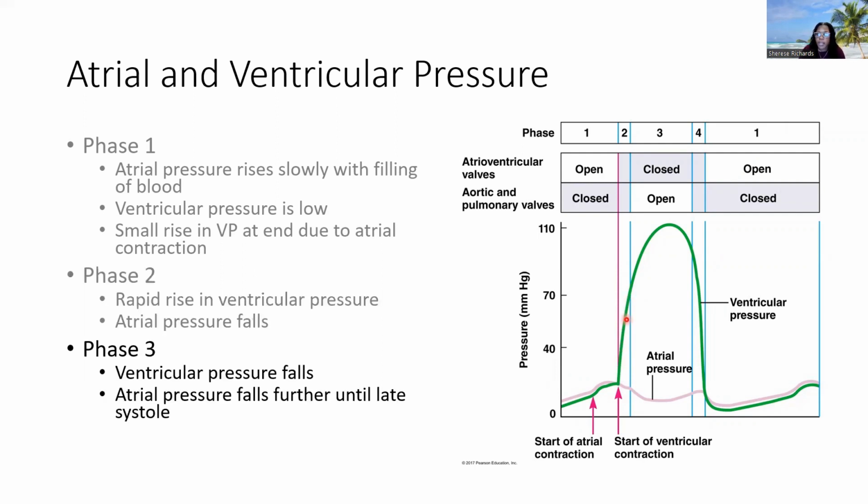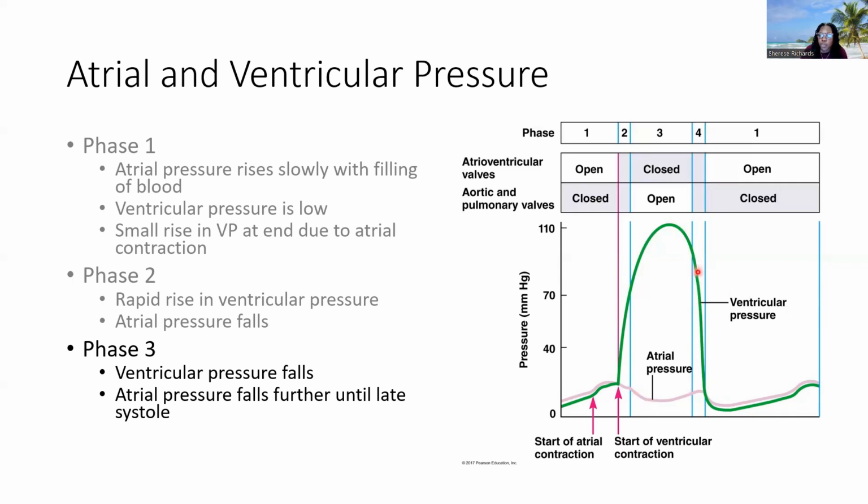In phase three, ventricular pressure falls, right? Notice that we have an increase initially, but then it drops off as blood moves out of that ventricle. So initially it's high, but then it drops off as blood leaves that chamber. Atrial pressure stays consistent and dips a little bit as the atria are relaxing in this period.